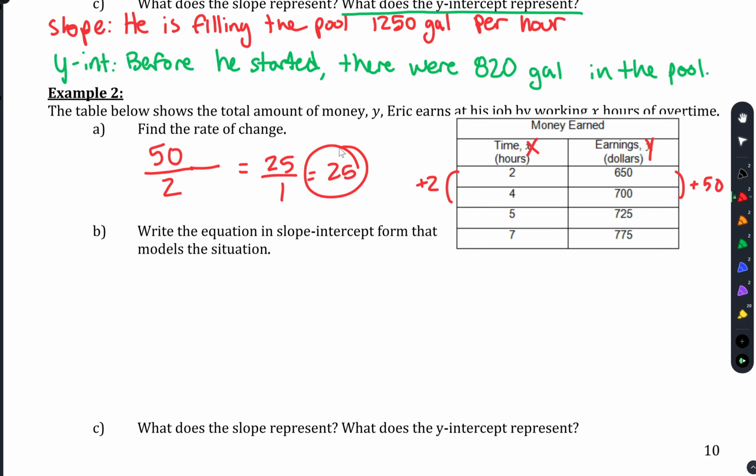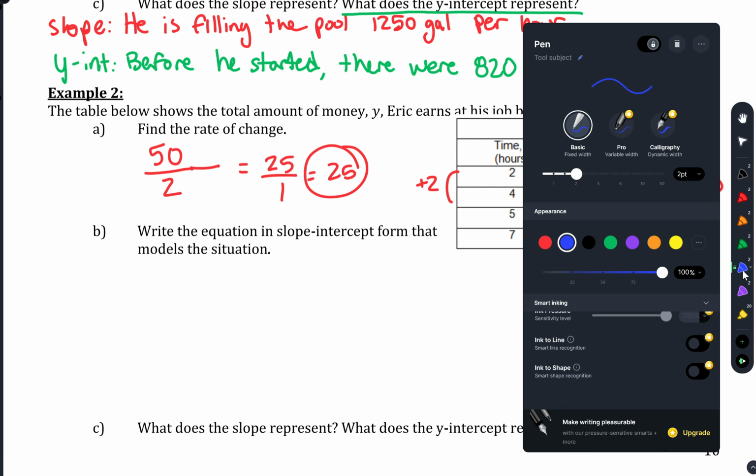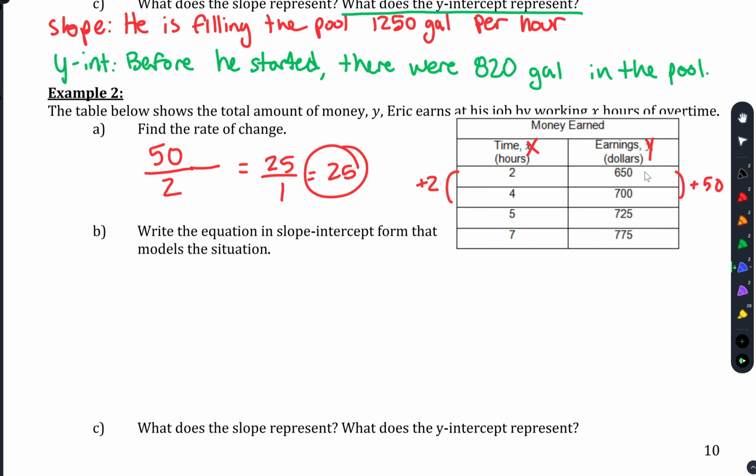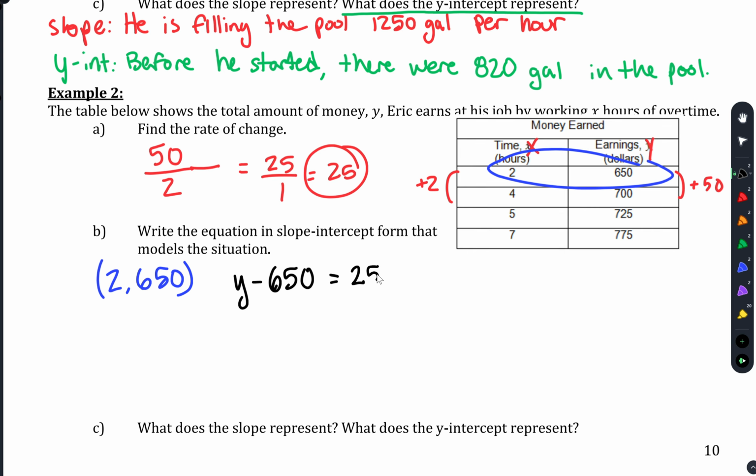So there's my slope. Now I need to write the equation in slope-intercept form. How do I write this equation? Where do I start? I need a point, right? What point do I use? 2 and 650. I just usually pick this top point on the top of my table. Write it in what form first? Sarah? Point slope form. Y minus y1 equals my slope, 25 times x minus x1.